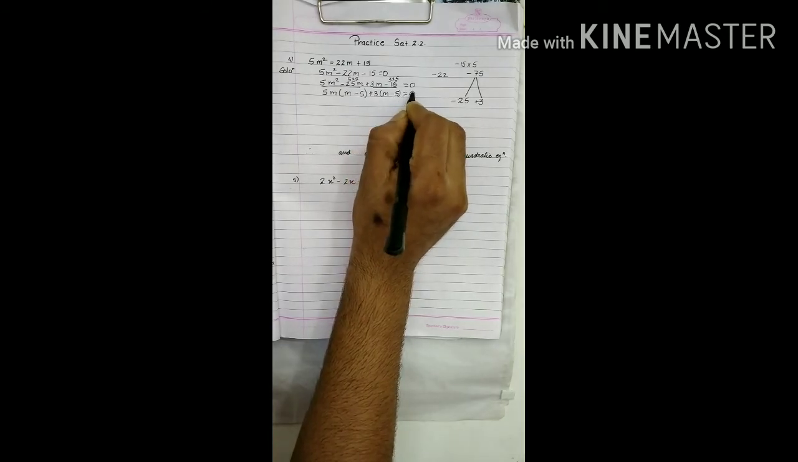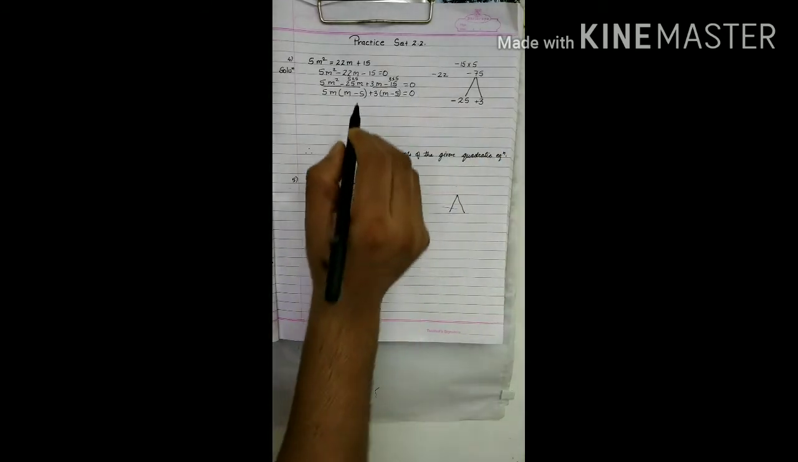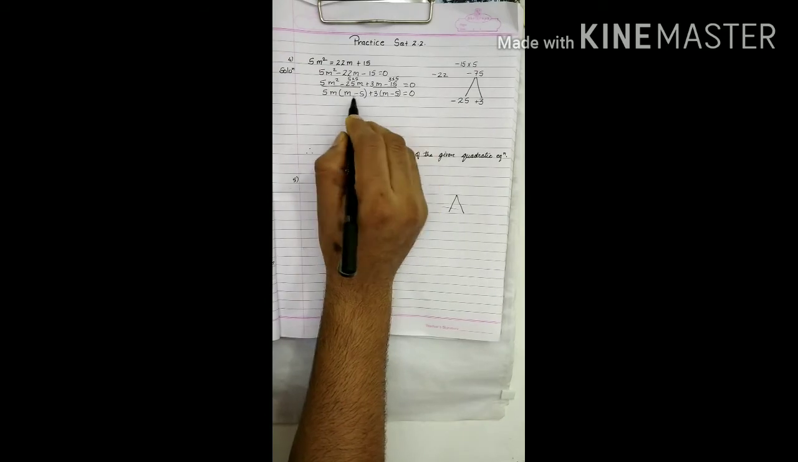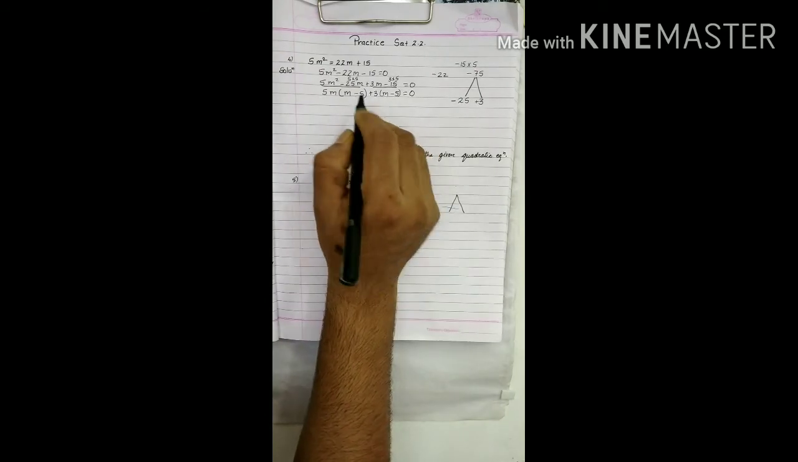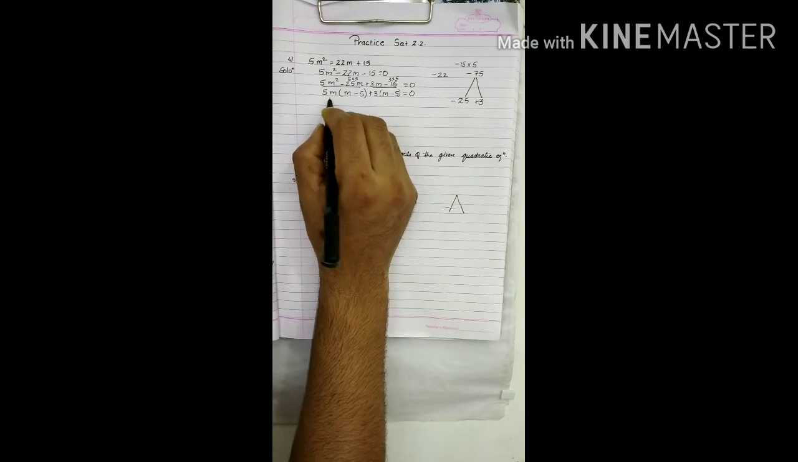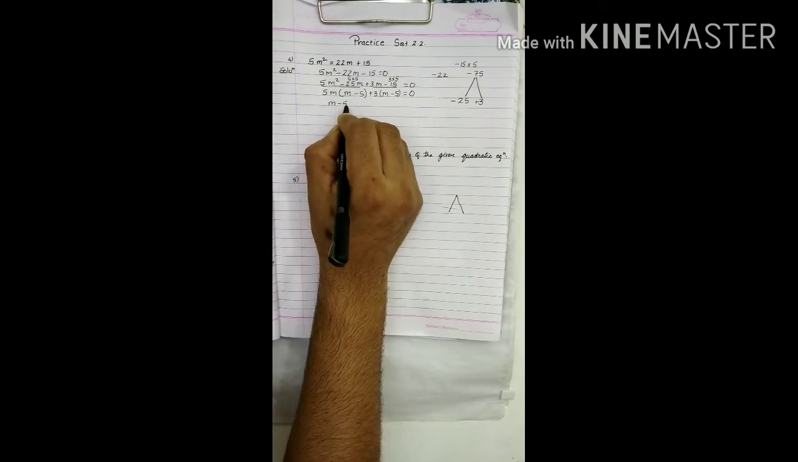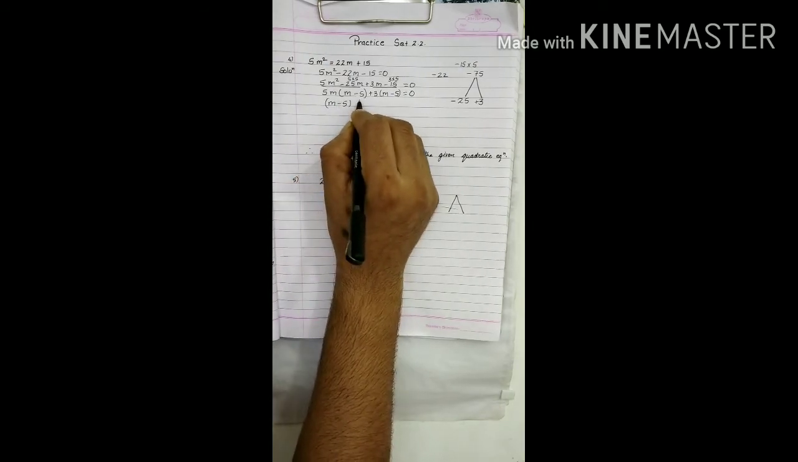If we have done it correctly or not, how will we verify? We need to check these two brackets. These two should always be same. So these two are same. So I take out m minus 5, that is the bracket common. And what will be left? 5m plus 3.